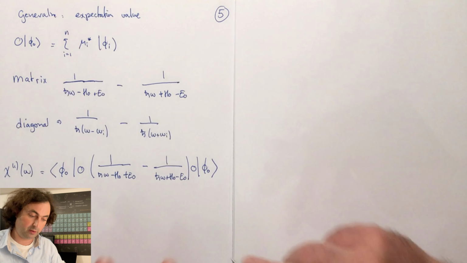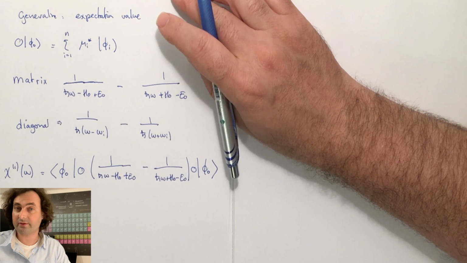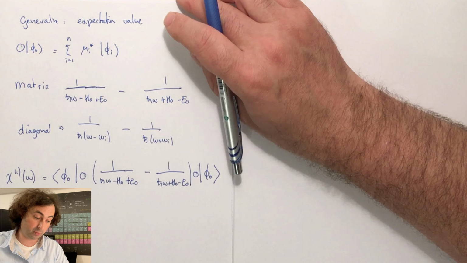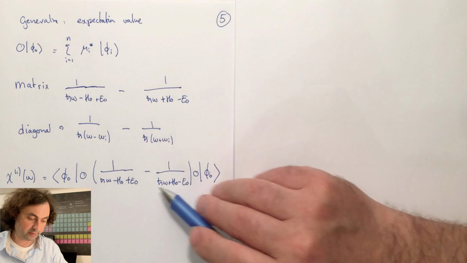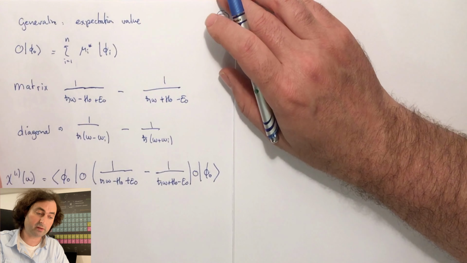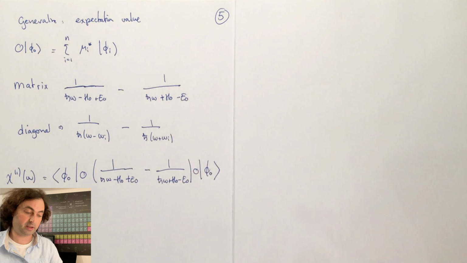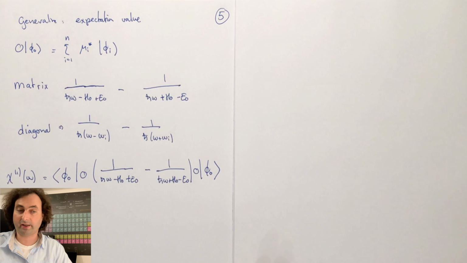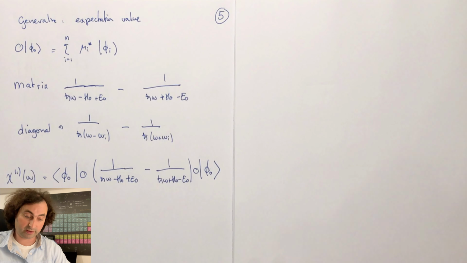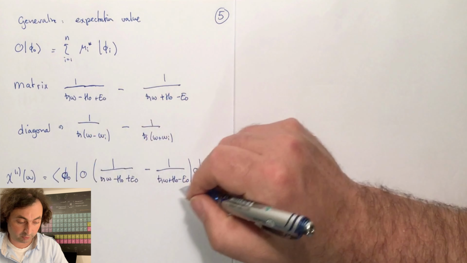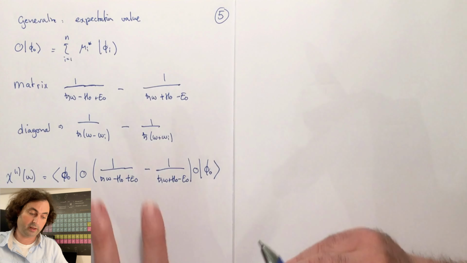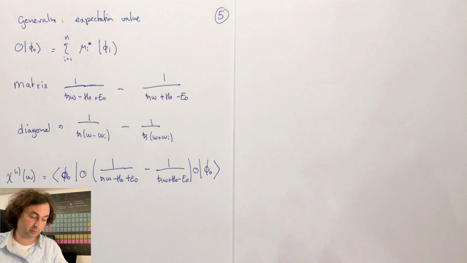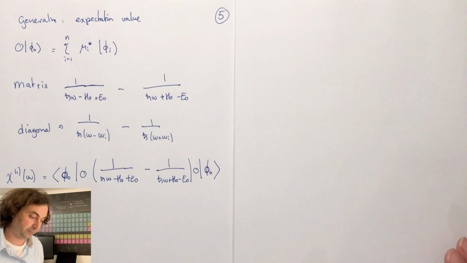Now that's very nice, because we know that expectation values of operators are independent of the basis that you use. So indeed we derived this for a Hamiltonian that is diagonal, but this expectation value is actually generally valid independent of whether your Hamiltonian is diagonal or not. So you can write this down for any Hamiltonian and any operator O, and then just calculate this expectation value for a state, and then you have the linear susceptibility of that state.